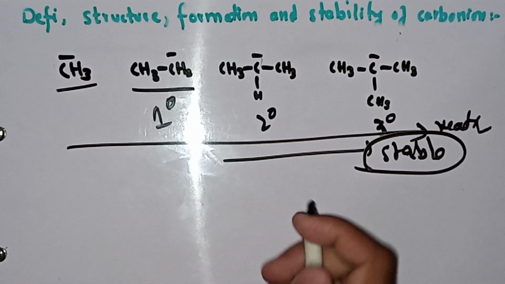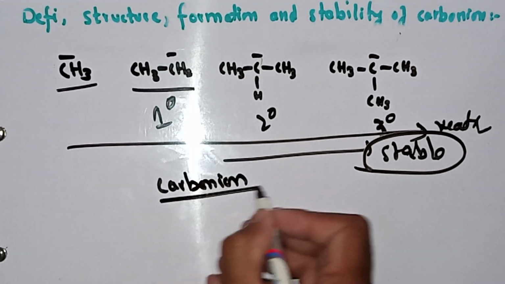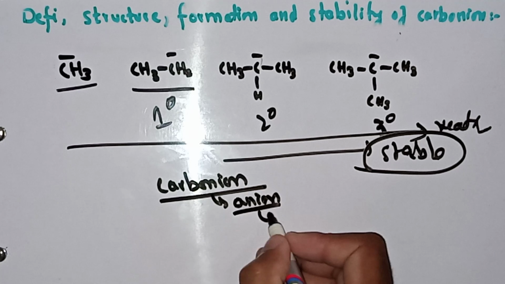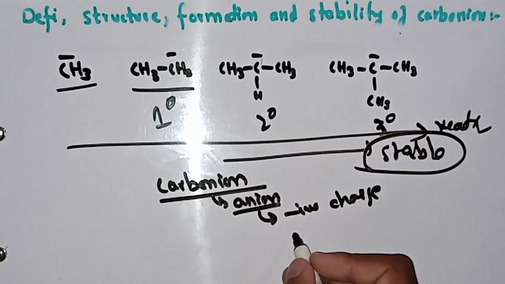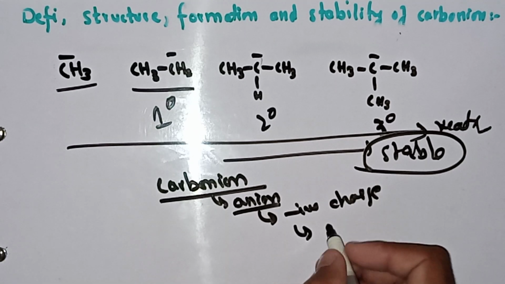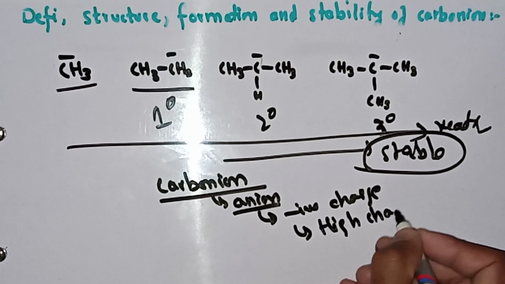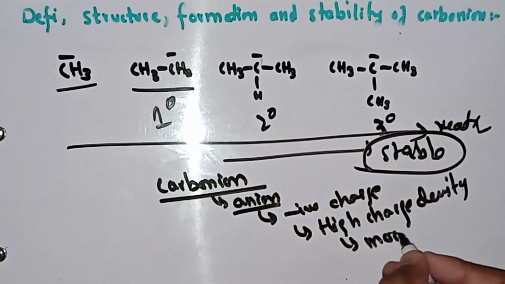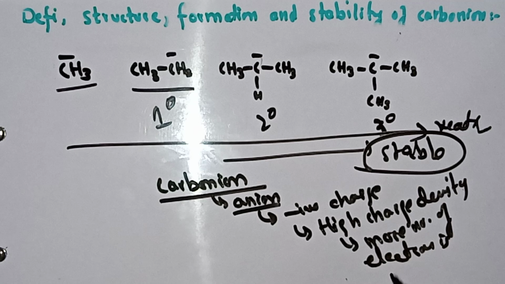Let's start. What is meant by carbanion? Carbanions are ions having a negative charge, that is, anions. And you know that anion means it has a negative charge, and negative charge also means it has a high charge density, and high charge density means a greater number of electrons is present. Am I right? Yes, I am right.